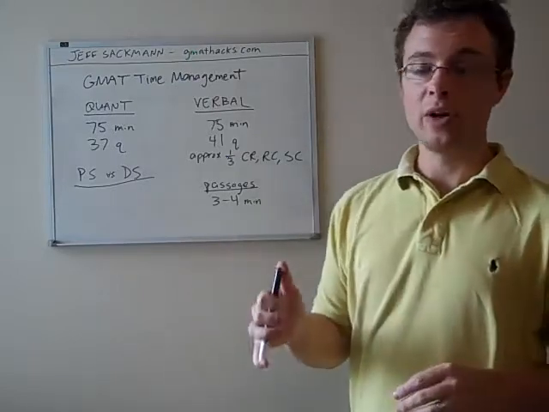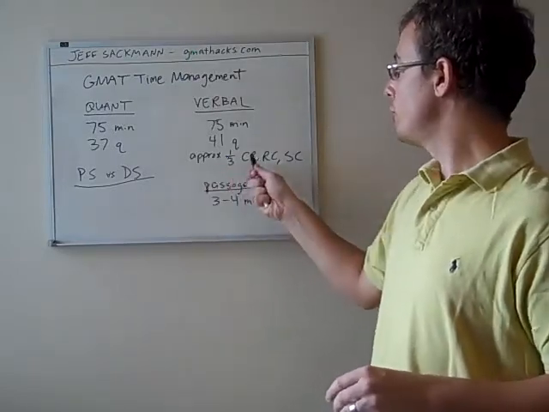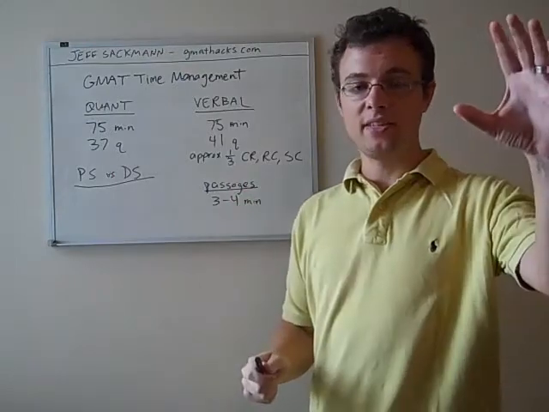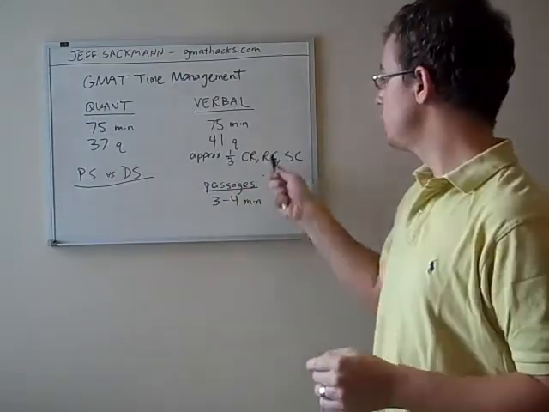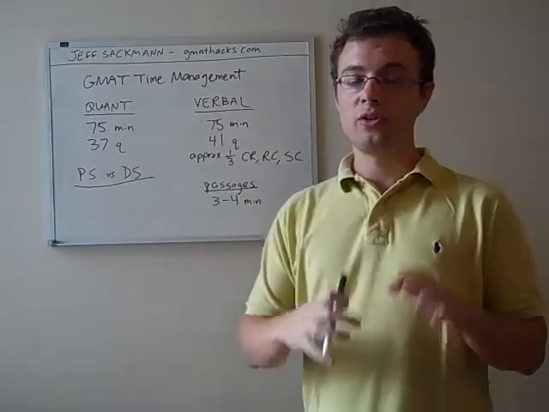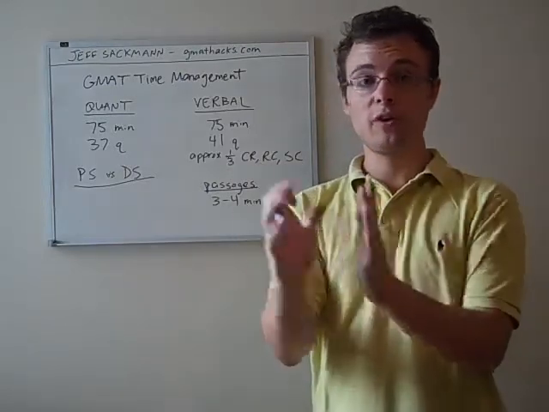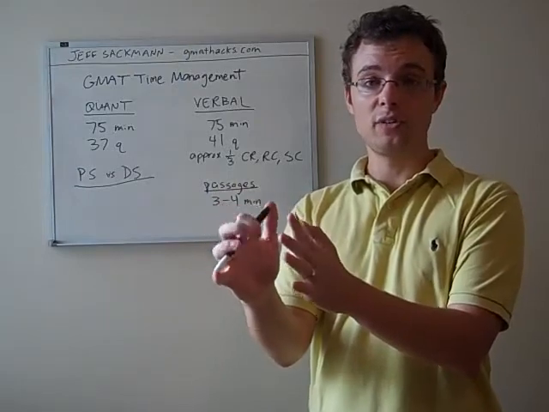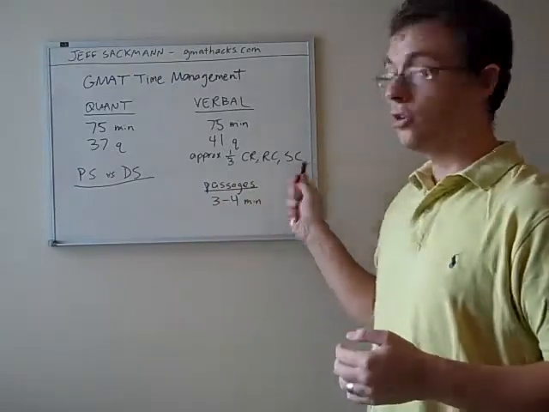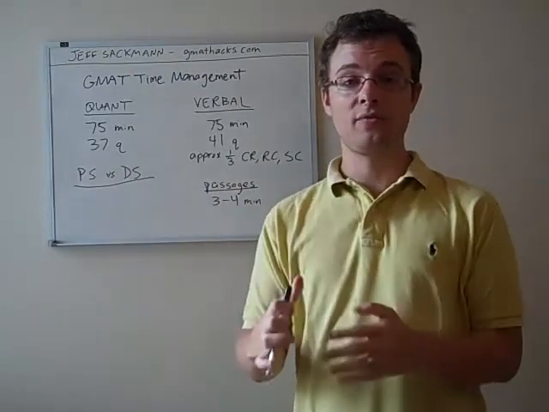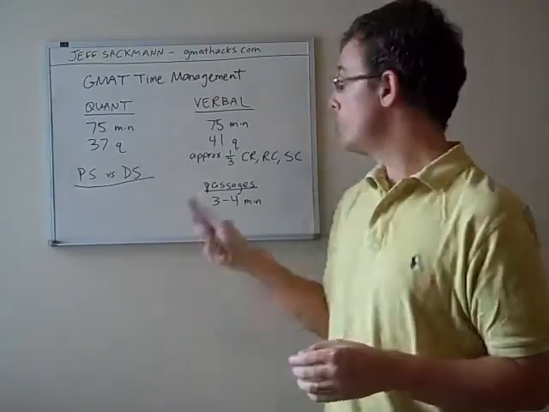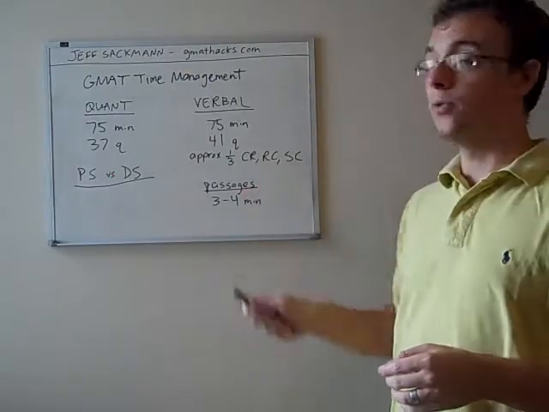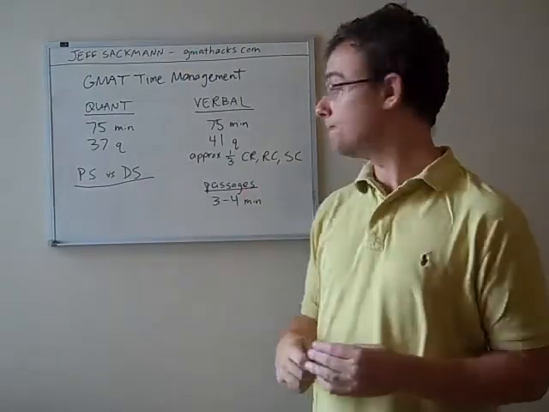And GMAT verbal questions are approximately 1/3 critical reasoning. That's a passage with one logical reasoning sort of question regarding that passage. Reading comprehension, which is one longer passage followed by 2 to 5 questions about that passage. And sentence correction, where you're given a sentence and you have to identify the answer choice that is most grammatically correct. So about 1/3 critical reasoning, 1/3 reading comp, and 1/3 sentence correction.